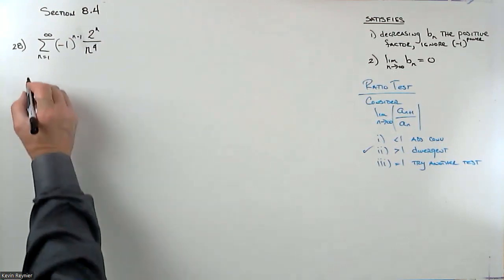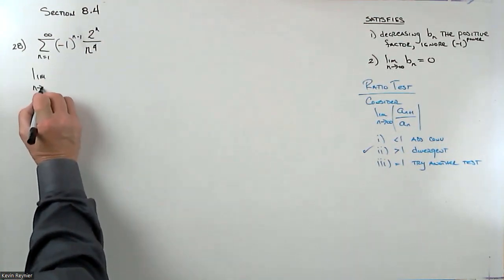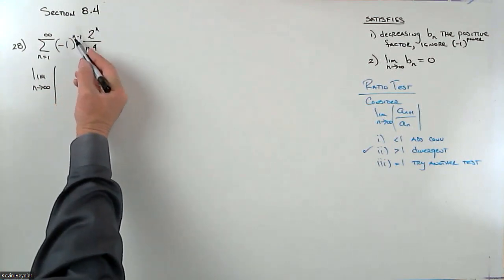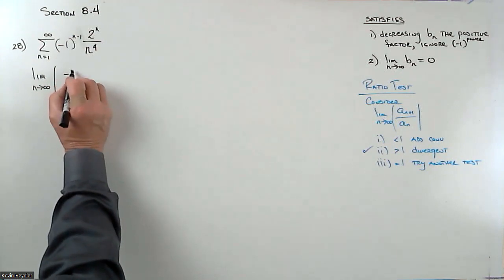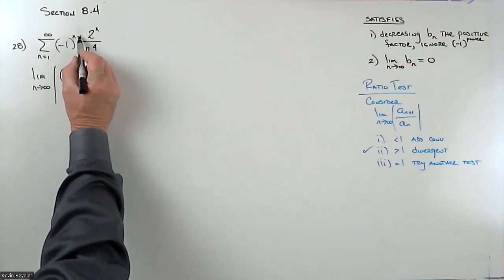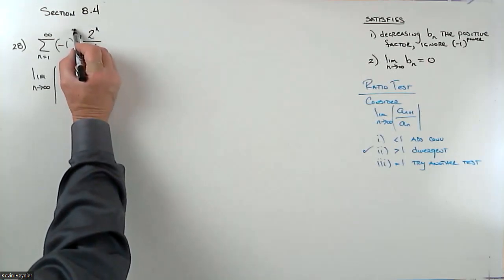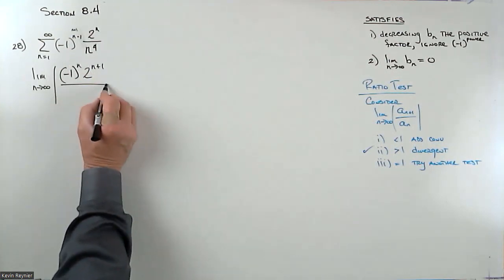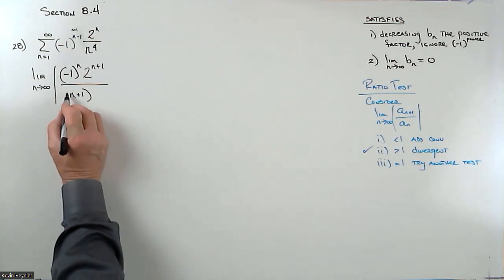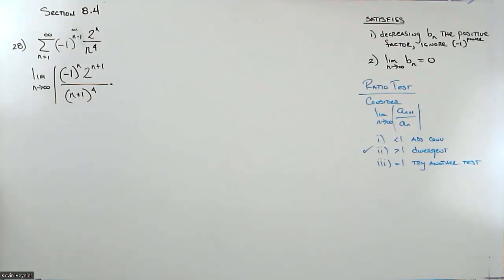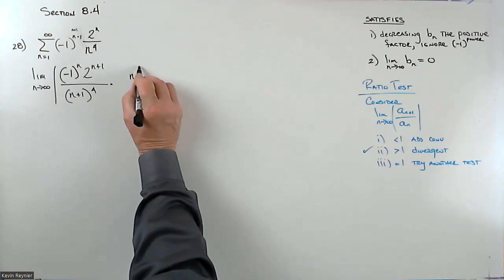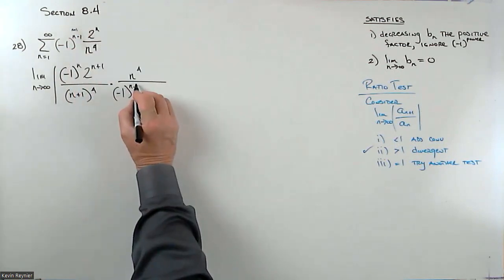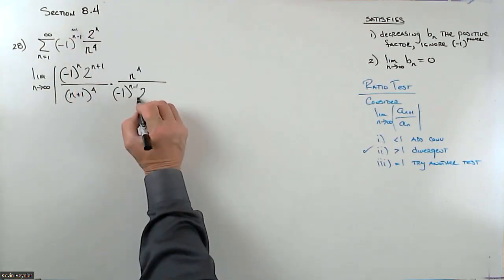So we'll try the ratio test. We'll take the limit as n approaches infinity, absolute value of, and if we're going to do the whole thing out, this is going to be -1 to the n minus 1 plus 1, right? Because that's going to be n plus 1. That's just going to be n. This is going to be 2 to the n plus 1. Down here we have n plus 1 to the fourth times, now we invert, n to the fourth. Down here we have negative 1 to the n minus 1, and we have 2 to the n.